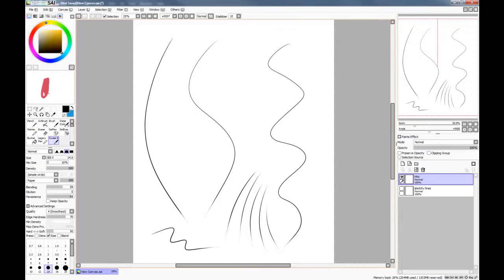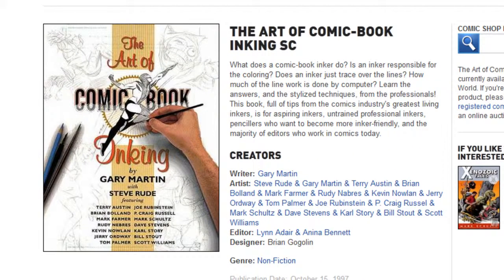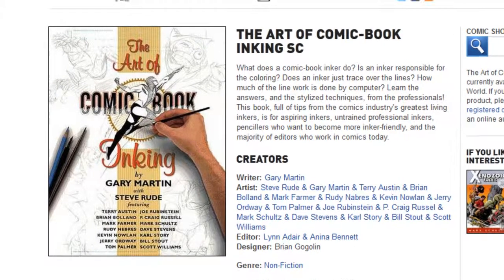So I'm going to recommend a couple of things right now. For hand inking, I know I've been talking about it, one of the best books you could get your hands on is The Art of Comic Book Inking by Gary Martin. Originally it came in two volumes, published by Dark Horse, and both volumes are very good. But I think they printed an Uber edition that had both volumes in one book. So I highly recommend you get your hands on that and read it.